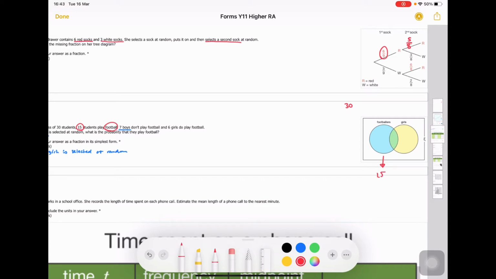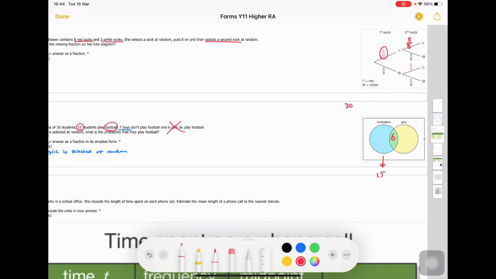15 will play football, but I don't want to fill it in too early, because if I say 15 here, then that's implying that no girls play football. Let's rub it out for now. So we know 15 play football, 7 boys don't play football, and 6 girls do play football. So 6 people are girls and they play football. So I'll cross this out actually. 7 boys don't play football.